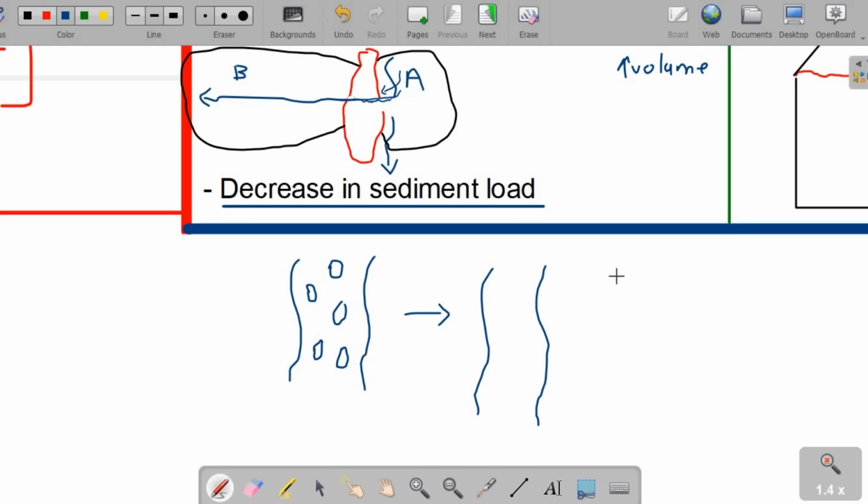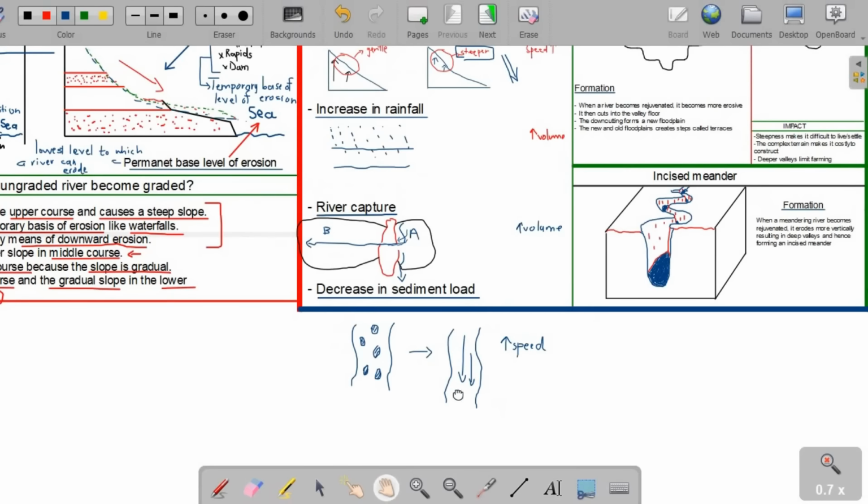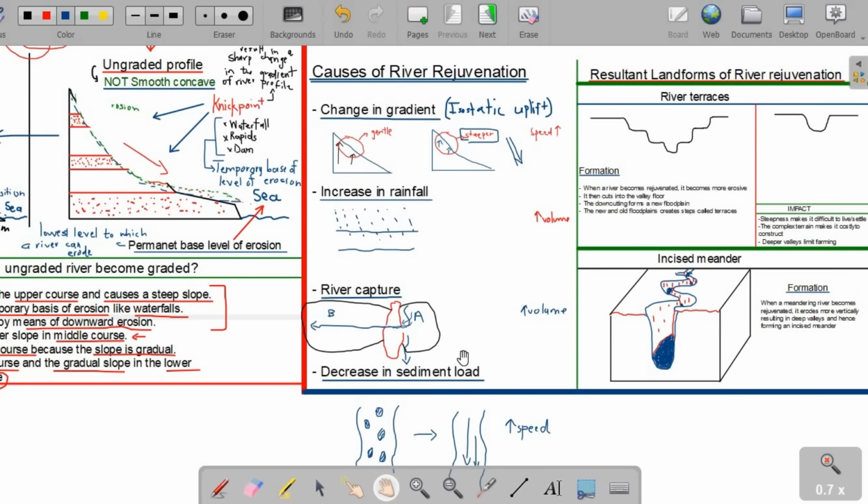What would change? Well, the speed will increase. Remember, these sediments are obstructions in the way, and they are slowing down the river. If you take all of these sediments away from the river channel, of course the river will flow faster. So the speed will increase because there are no more obstructions slowing down the river, and hence now the river has more energy than before. It is being rejuvenated. So those are the causes of river rejuvenation.